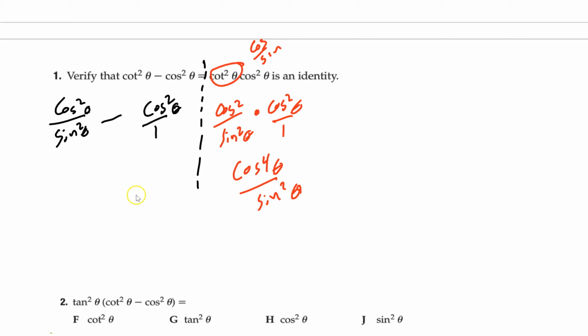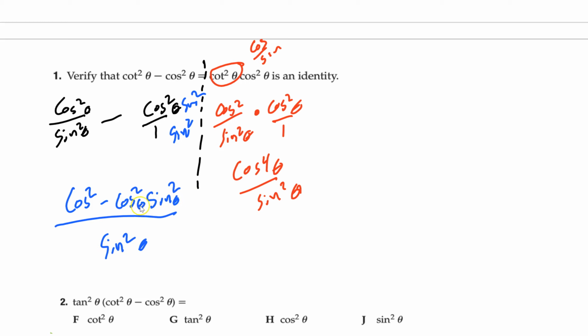So I have that. Now here's a trick we're going to do a lot. Notice how this is cosine over sine squared and this is cosine over 1. We need the common denominator. So let's multiply this side by sine squared over sine squared. And then I'm going to get common denominator. I'm going to get cosine squared minus cosine squared sine squared all over sine squared.